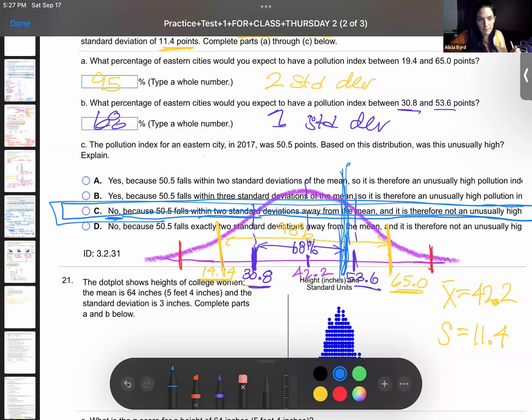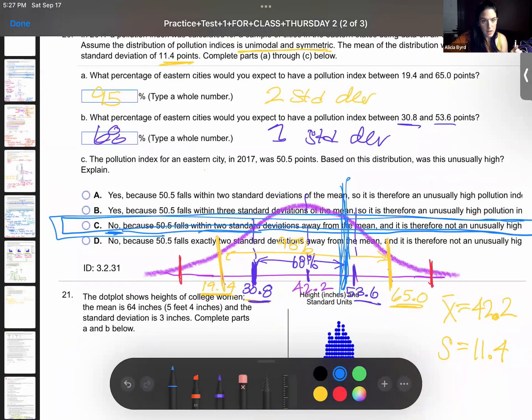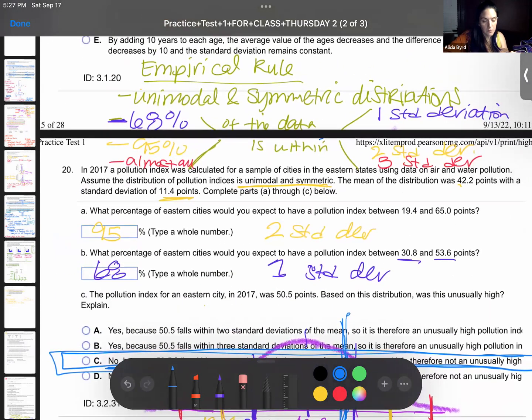So 50.5 falls within. So again, this was question 20 on our practice test for 1, and its question ID is 3.2.31. So this was from our chapter 3 work. And we were reviewing the empirical rule.